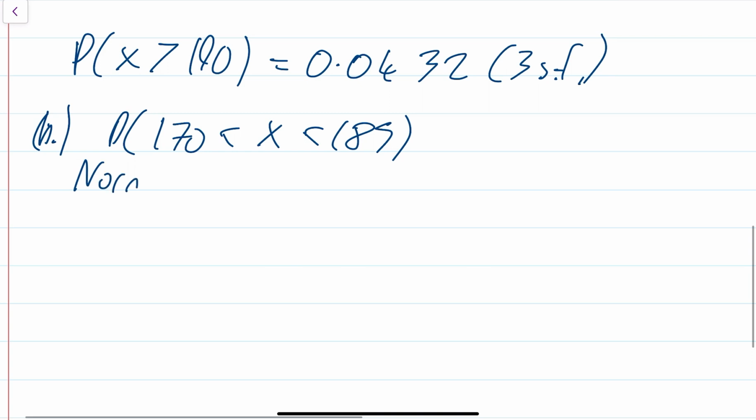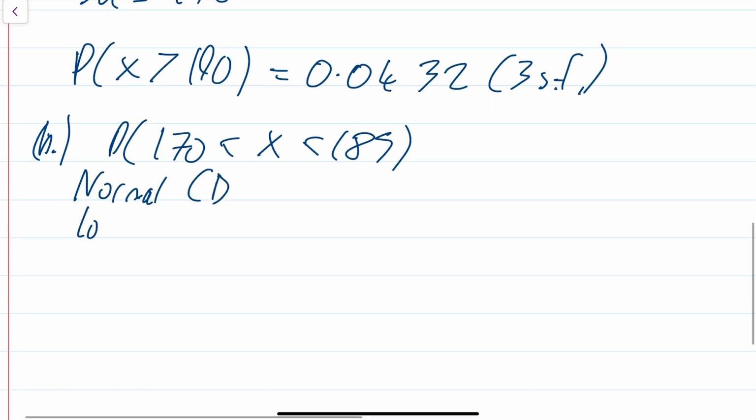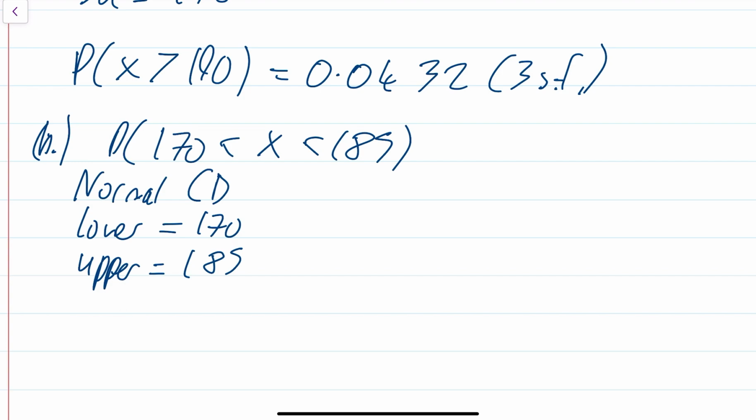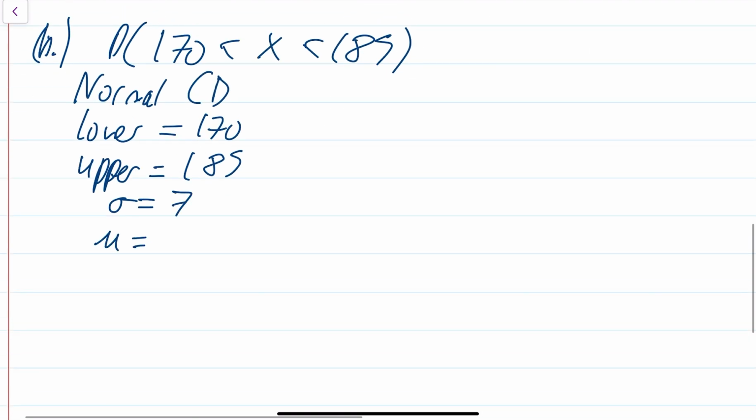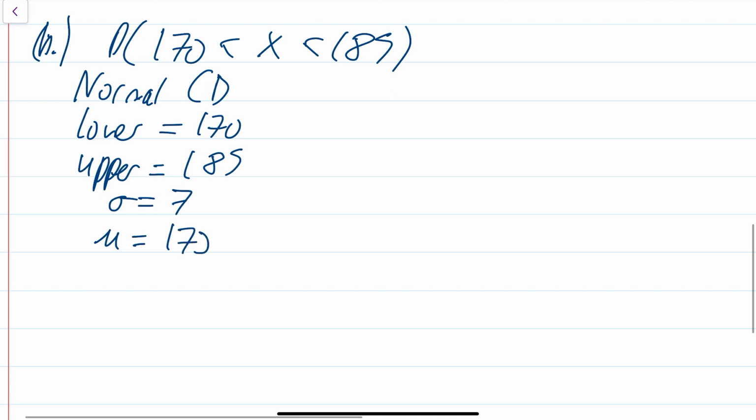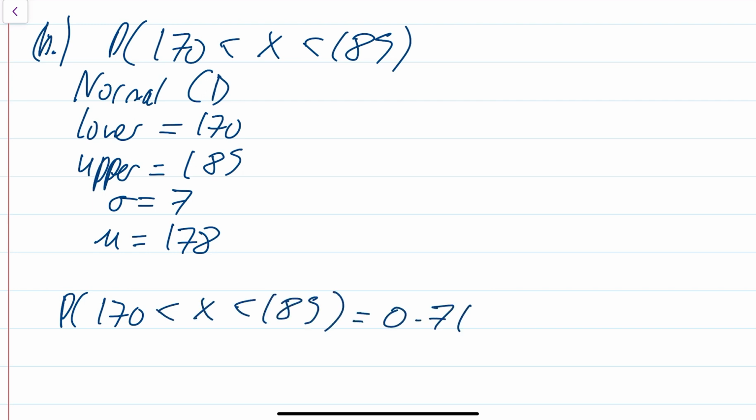Okay, so again, it's normal CD. My lower, much easier in this case, is 170. My upper is 185, and my sigma is the same as it was, 7, and my mu is 178. When I go into normal CD, it's already set up with the same sigma and mu as before. So I just change my lower to 170, my upper to 185, and press equals. What I get is the probability that 170 is less than X is less than 185 is equal to 0.715 to 3 sig figs.